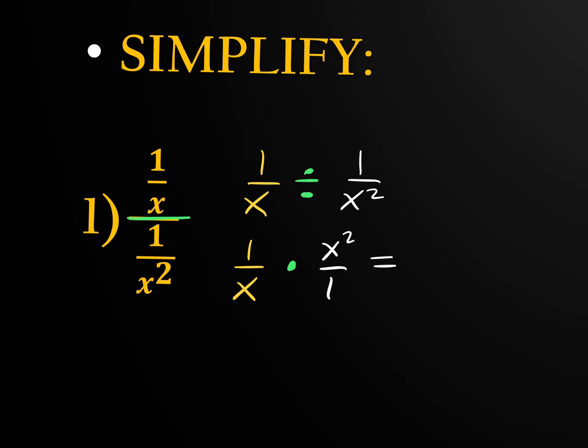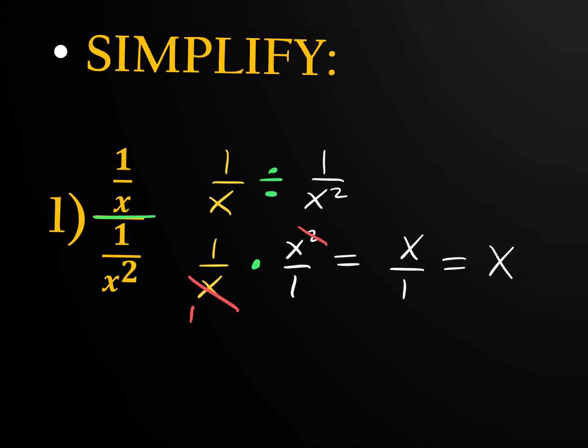Now we have what we did in P5B, a multiplication problem. And I can simplify the x's, take that x away, it becomes a 1, take the exponent away, and now it's just 1 times x left in the top and 1 times 1 in the bottom. So my final answer is just x.